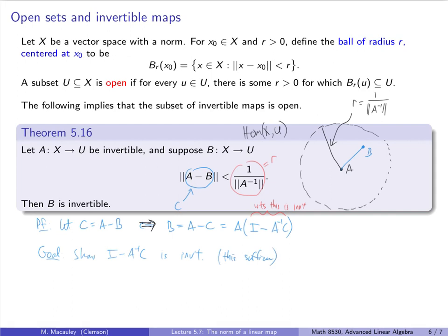Okay, so how are we going to do that? I think the easiest way is to take something in the null space of this map and prove that it's 0. So let's take some x in the null space of I minus A inverse C. And it shouldn't necessarily be clear where we're going with this. We're just going to see what happens and hopefully show that this x is 0.